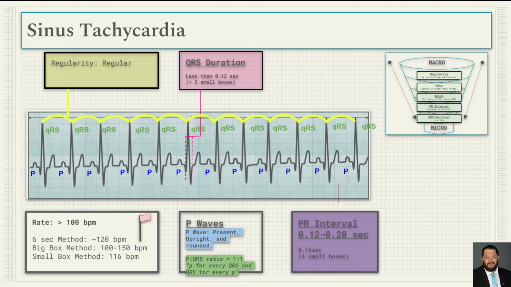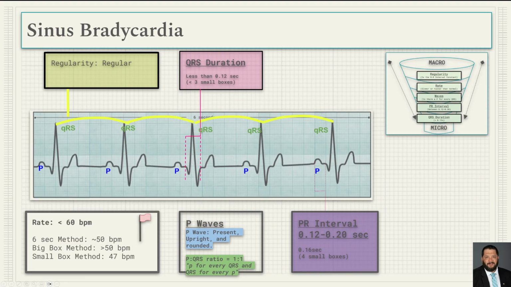For our waves, are there P waves? Are they upright and rounded? Yes. Is there a QRS complex for every P wave? Indeed, there is. Is our PR interval between 0.12 and 0.2 seconds? It is. And is our QRS narrow? Yes. This is an otherwise normal sinus rhythm with a change in the rate. The rate is greater than the intrinsic firing rate at 116 beats per minute. So this would be sinus tachycardia.